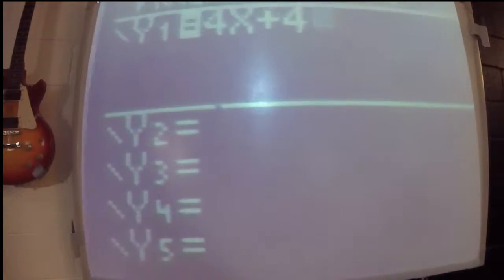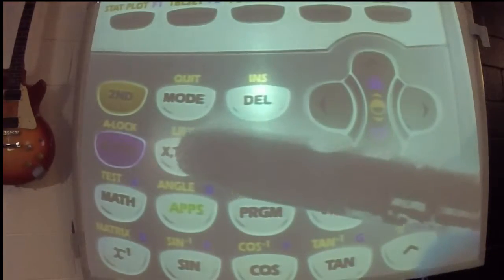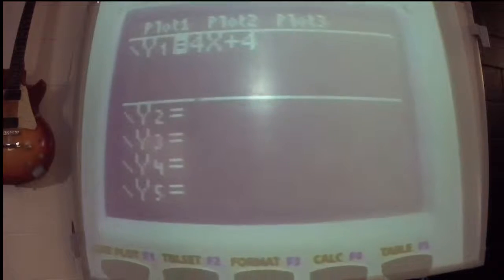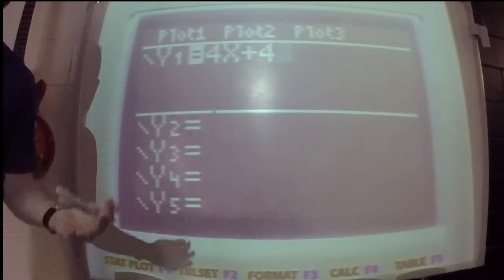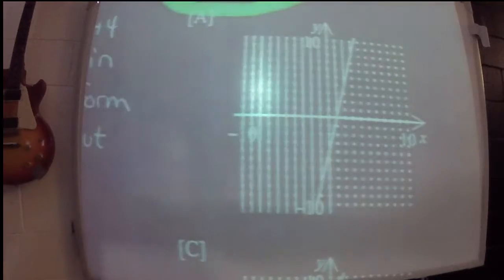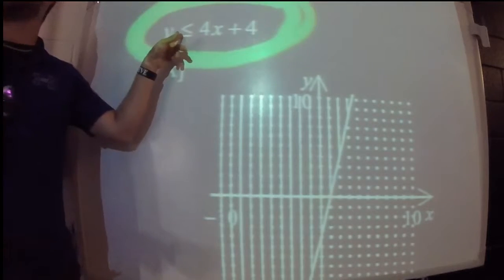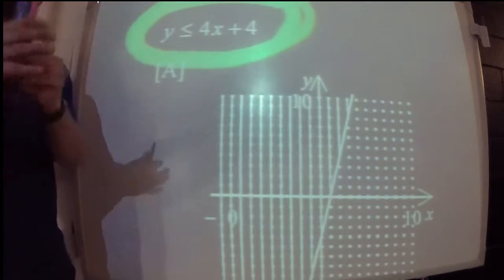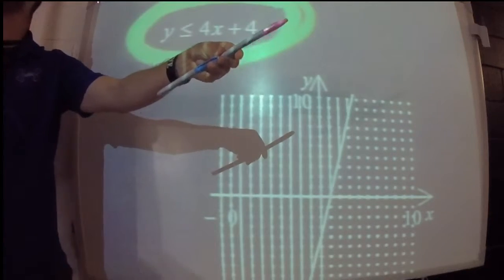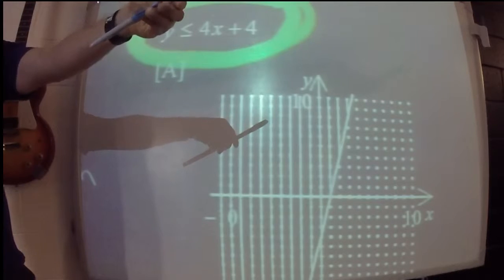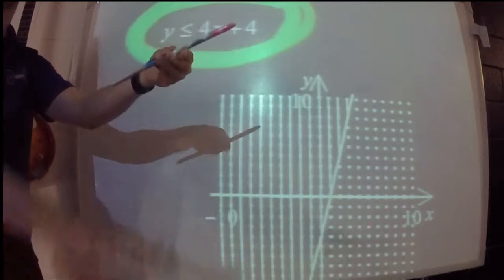Where's x? X is that button right there. Okay, you got y equals 4x plus 4. Now the thing is, we're going to have to shade this because it's an inequality, not an equal sign. If it's a less than, 4x plus 4 is going to look something like this. It's a positive slope, 4x plus 4. If it is less than, do you think I'm going to shade above or below? I'm going to shade below. So on less thans, I want to shade below.